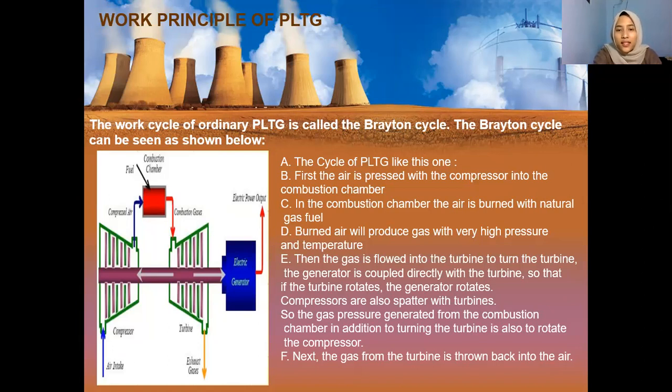And then the gas is flowed into the turbine to turn the turbine. The generator is coupled directly with the turbine, so when the turbine rotates, the generator rotates. The compressor is also coupled with the turbine, so the gas pressure generated from the combustion chamber, in addition to turning the turbine, also rotates the compressor. And lastly, the gas from the turbine is thrown back into the air.